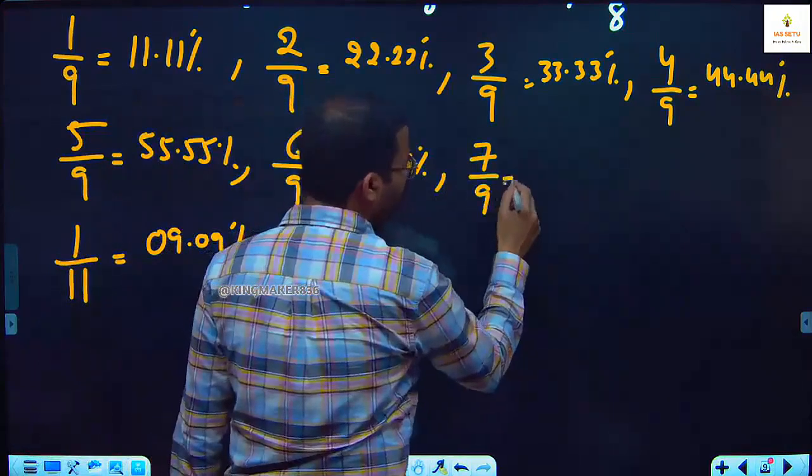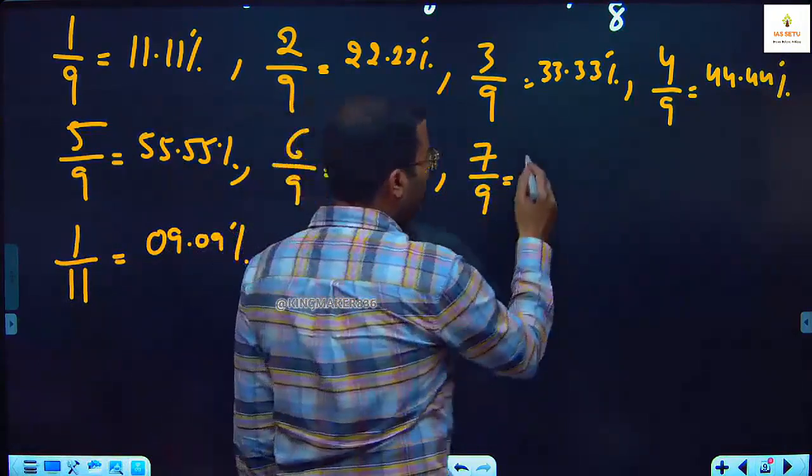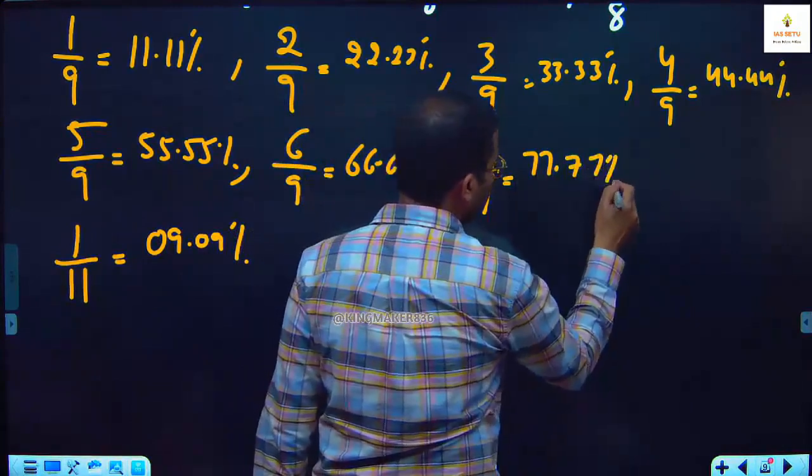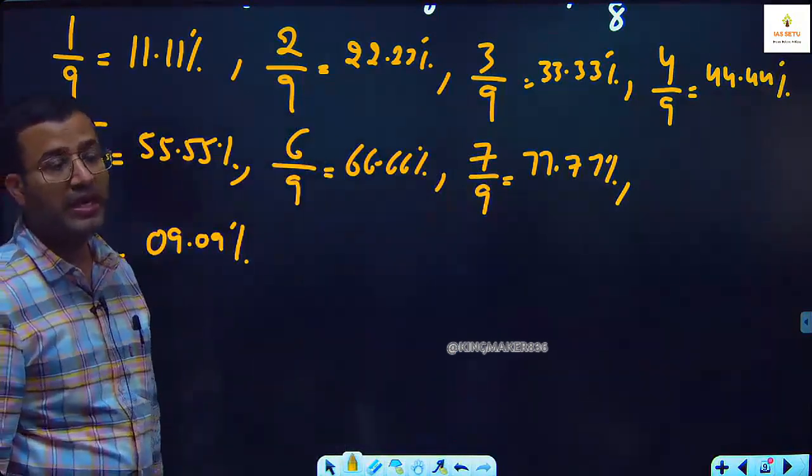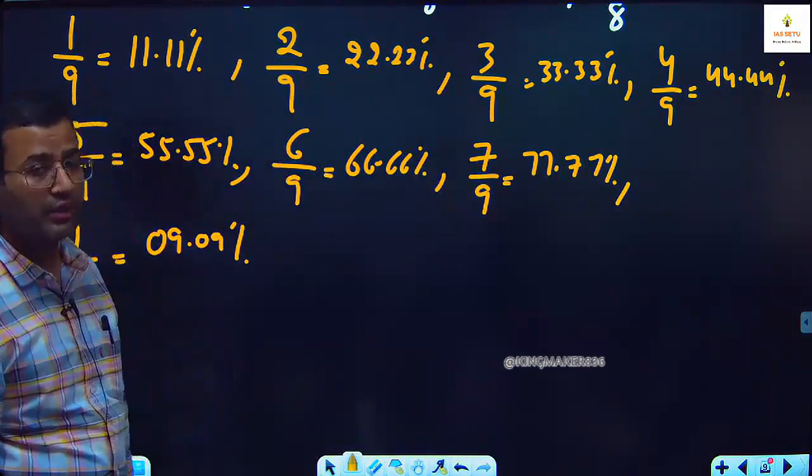7 by 9, 77.77%. 8 by 9, 88.88%. 9 by 9, 100%. उसको 100 लेने का.